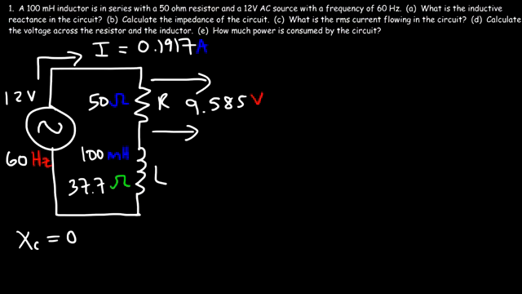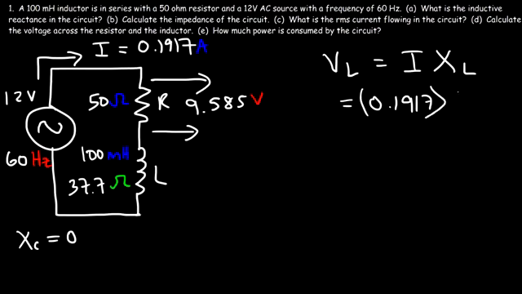Now let's do the same for the inductor. The voltage across the inductor is going to be the current multiplied by the inductive reactance. So it's 0.1917 times 37.7 ohms. And so that's going to be 7.227 volts.